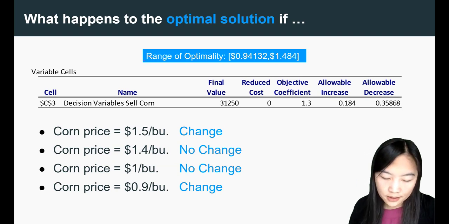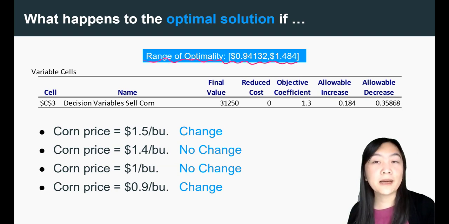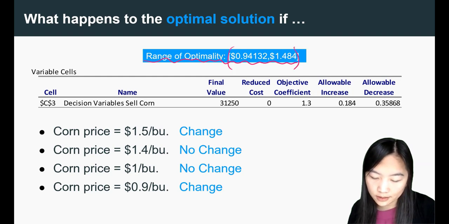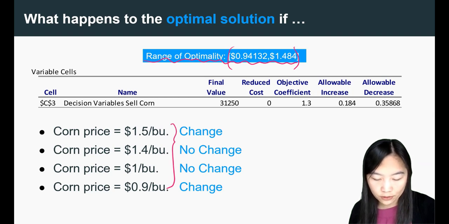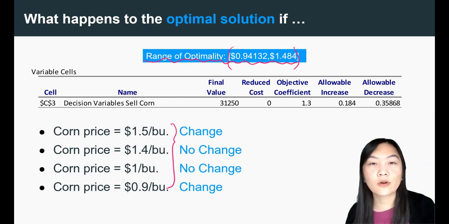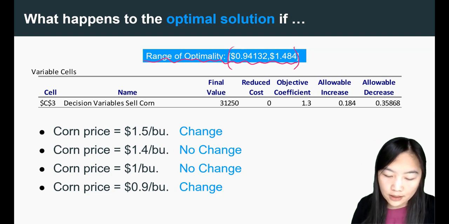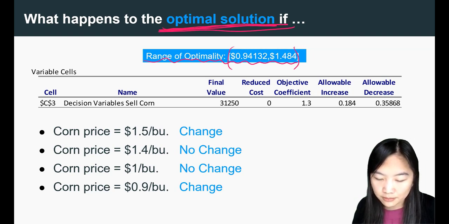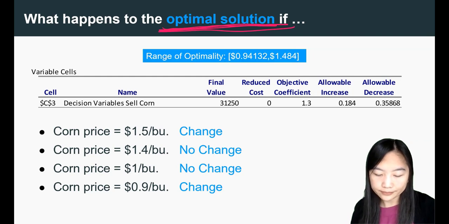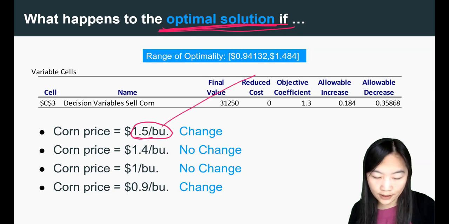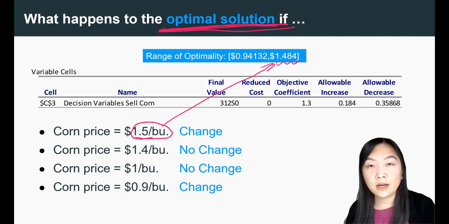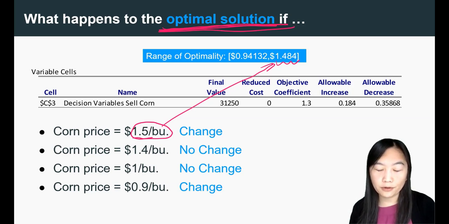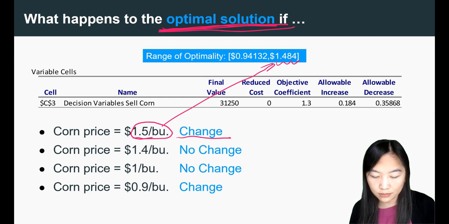So based on this range of optimality, which I put here, we can answer the question we asked before. What if those are the actual corn prices? Then what will happen to the optimal solution? Remember, it's the optimal solution here. So we will check this 1.5. Is this 1.5 within this range? No, because the maximum price allowed here is 1.48. So it means the solution will change.